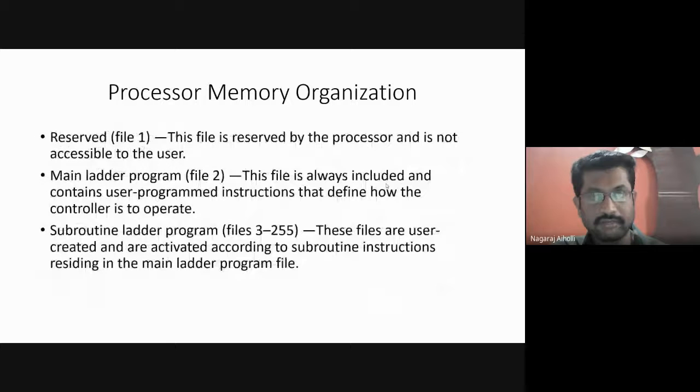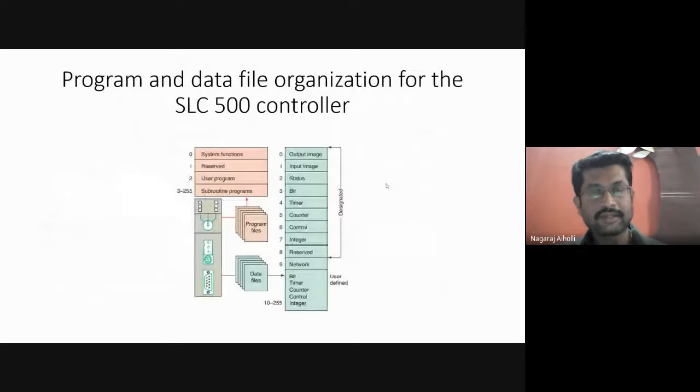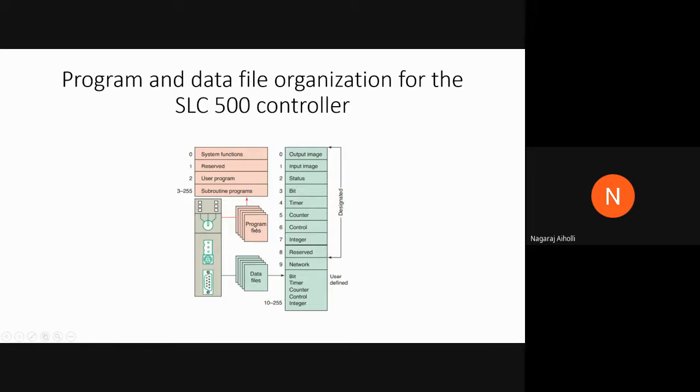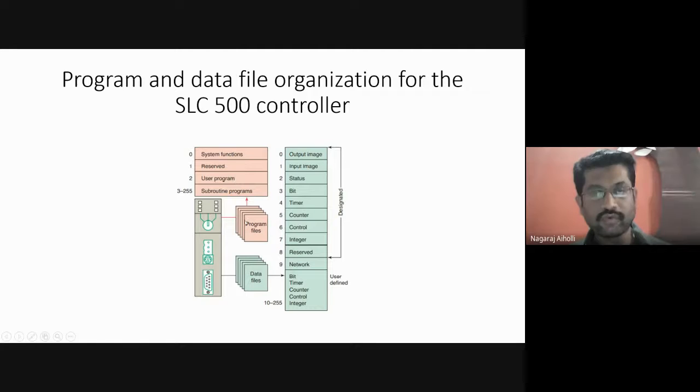This is the figure which indicates that. This is where the data is stored in the data files and the programs are stored in the program files. There are 4 files for storing the programs. That is file 0, file number 1, file number 2, and file numbers from 3 to 255.